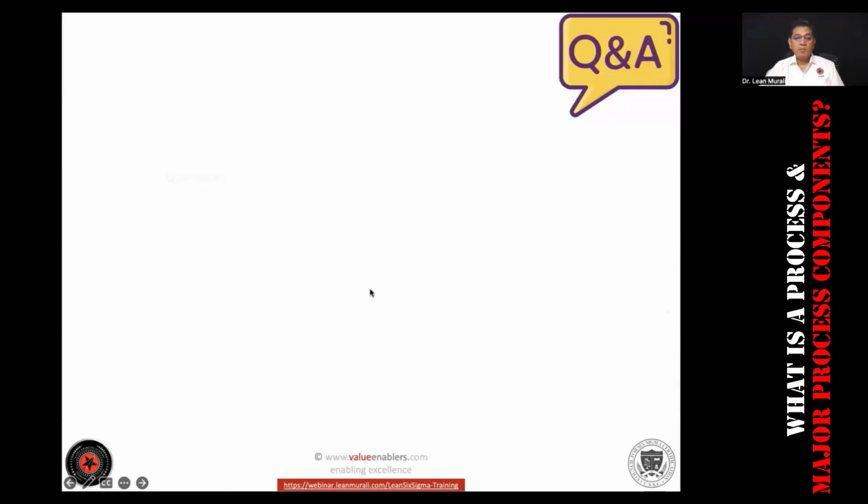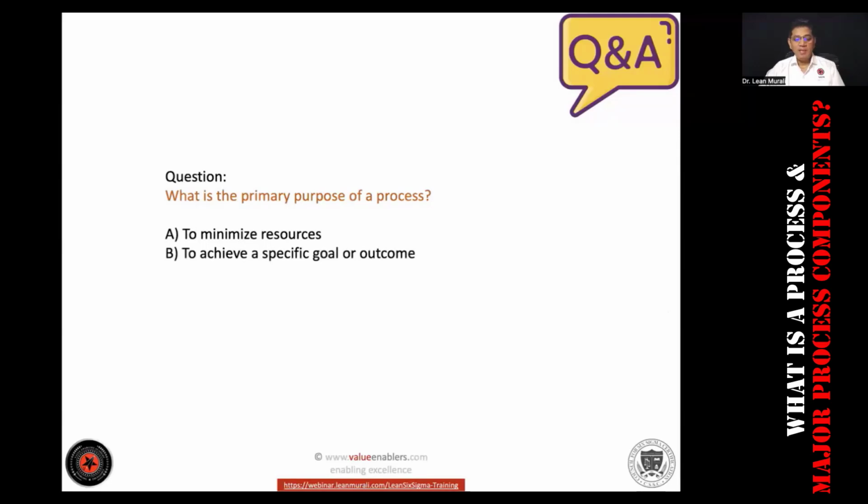Okay, now question. What is a primary purpose of a process? A, to minimize resources. B, to achieve a specific goal or outcome. C, to reduce the workforce. D, to eliminate all the tasks.